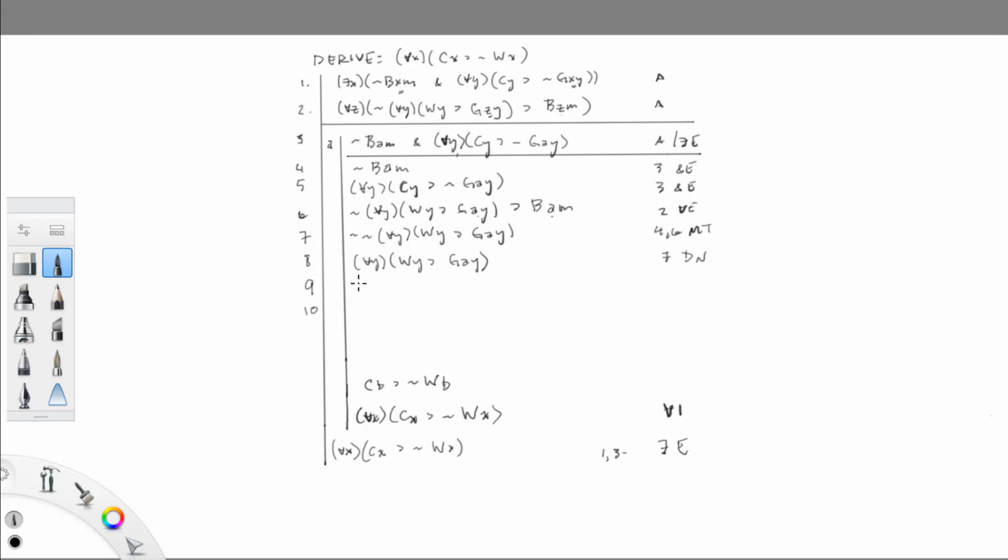Let's work on line 5 first. CB horseshoe tilde GAB. That's line 5, universal elimination. And then on line 8, WB horseshoe GAB. That's line 8, universal elimination. Okay. Let's figure out something we could do for line 11.